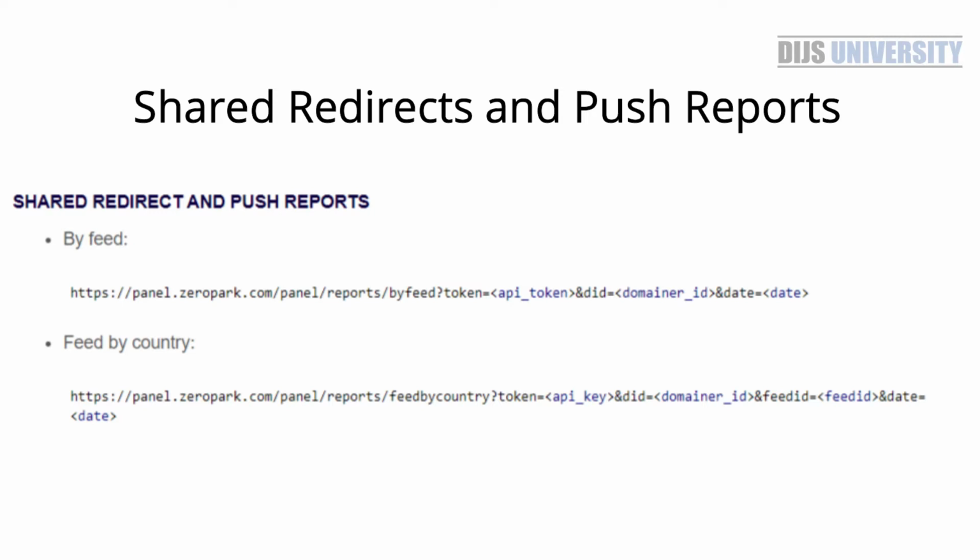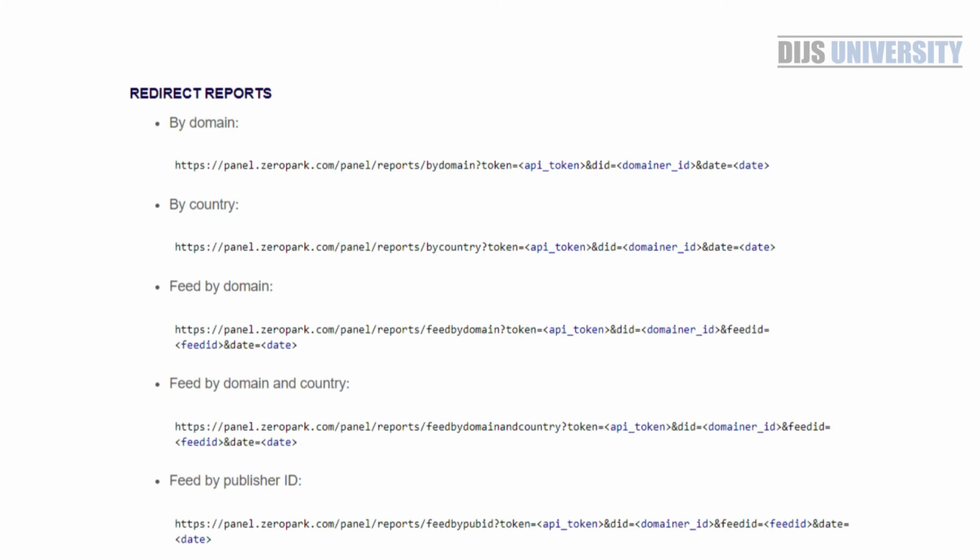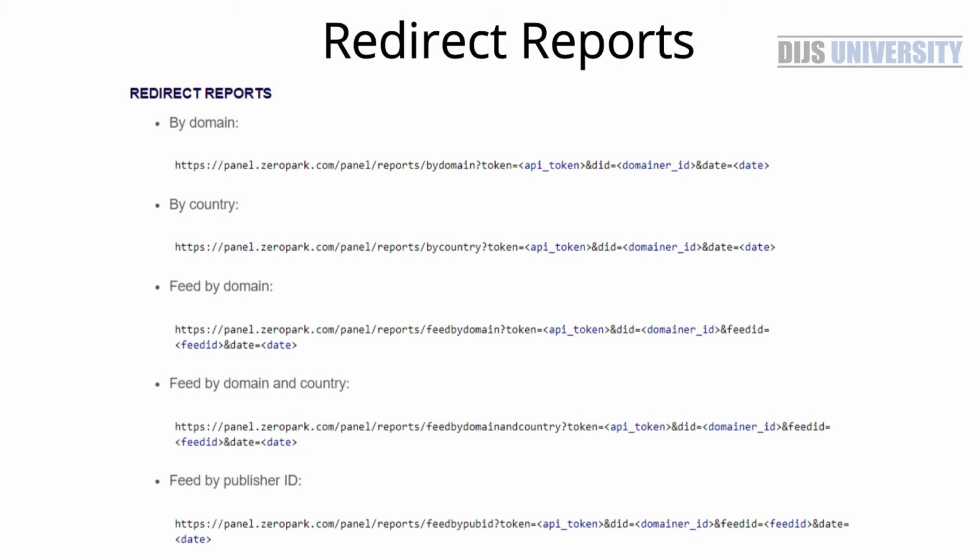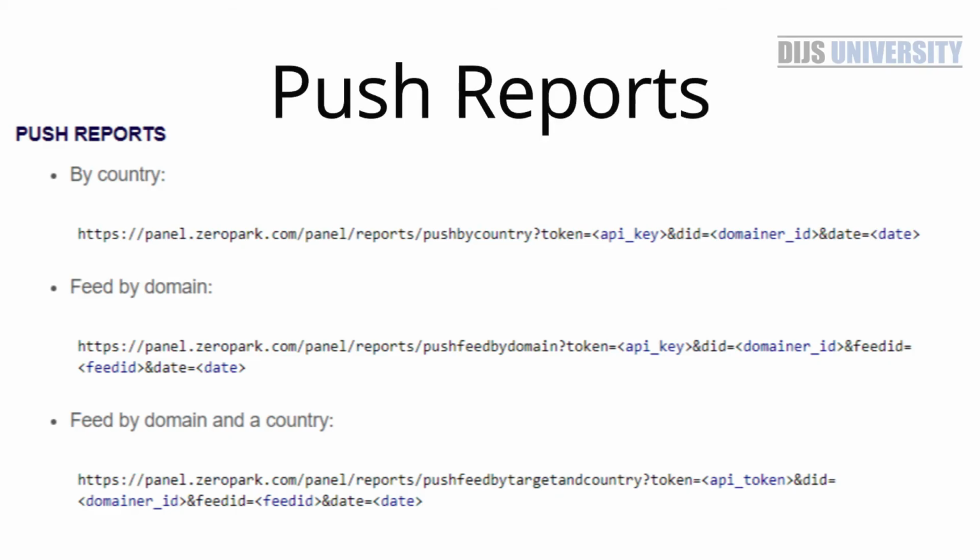Next, you have shared redirect and push reports that are going to be separated by feed or feed by country. You also can review redirect reports by domain, by country, feed by domain and country, and feed by publisher ID. And then lastly, you have push reports where you can review data by country, feed by domain, and feed by domain in the country.